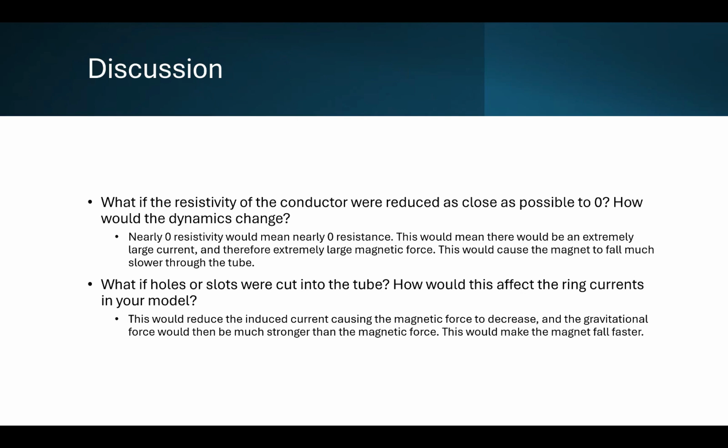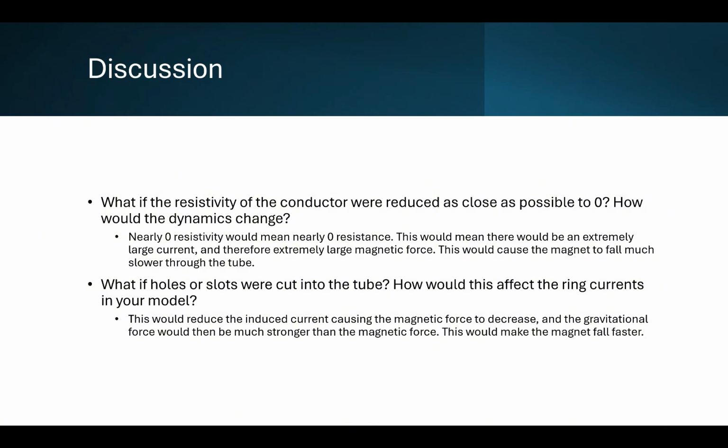Discussion. What if the resistivity of the conductor were reduced to as close as possible to zero, and how would the dynamics change? Nearly zero resistivity would mean nearly zero resistance. This would mean that there would be an extremely large current and therefore extremely large magnetic force. This would cause the magnet to fall much slower in the tube.